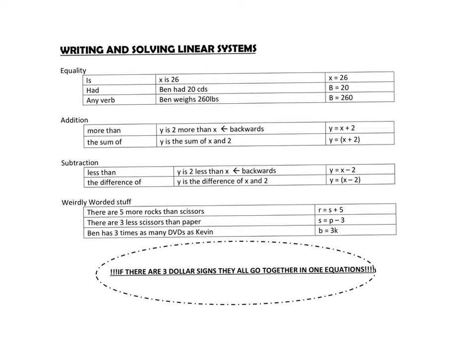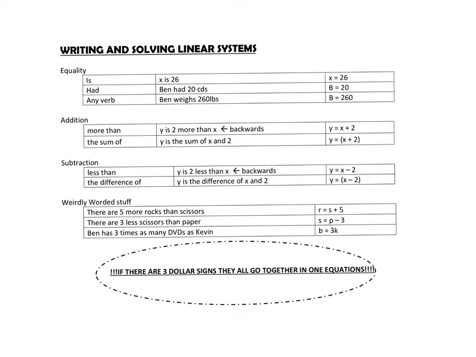Certain vocabulary words mean specific math symbols or math operations. We will use an equal sign when we see the word is or had or actually any verb. For example, X is 26. We write X equals 26. Ben had 20 CDs. B equals 20. Ben weighs 260 pounds. B equals 260.